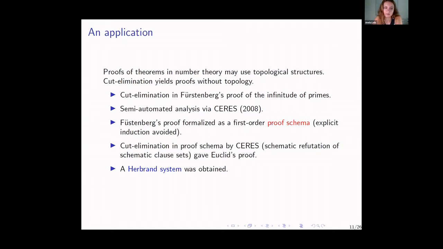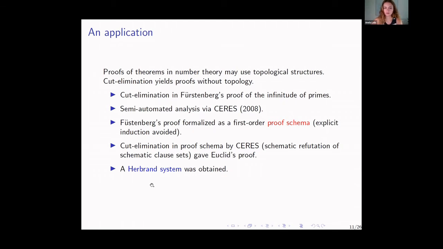And what was done back then already was to formalize the proof as a proof schema. What this is, I will explain in probably 10 minutes or so. Essentially, it's just that we avoid explicit induction, so we do not have an induction rule. Now, the proof was formalized and analyzed with the CERES method. And the analysis showed that in this rather complicated proof, Euclid's original argument for prime construction could be found. So Euclid's proof was found in Fürstenberg's proof.